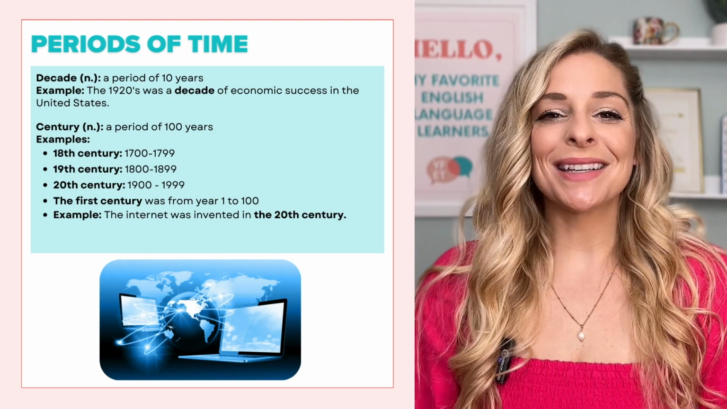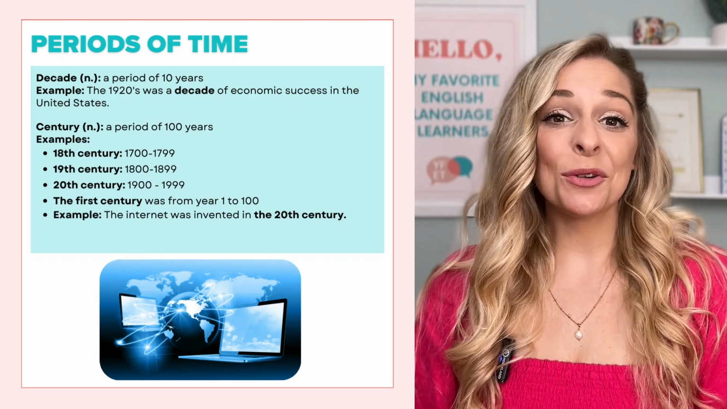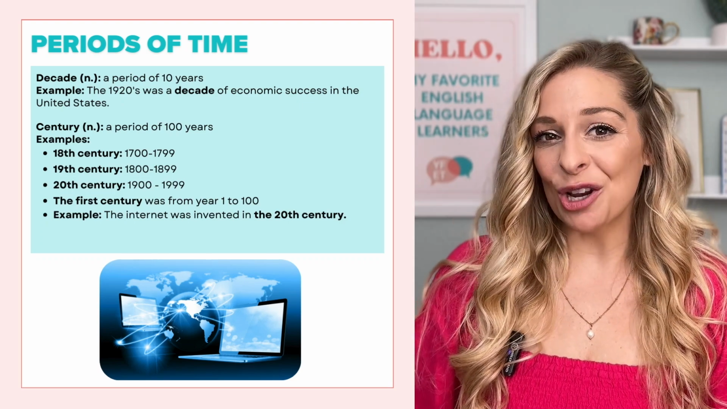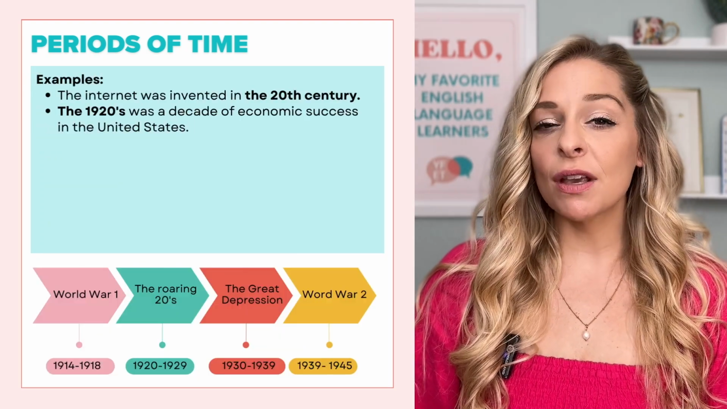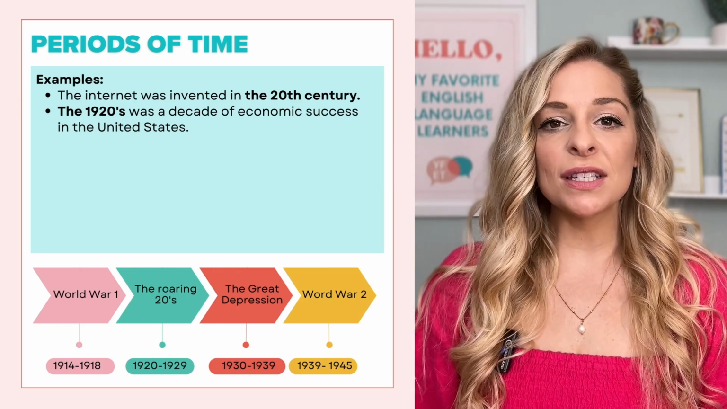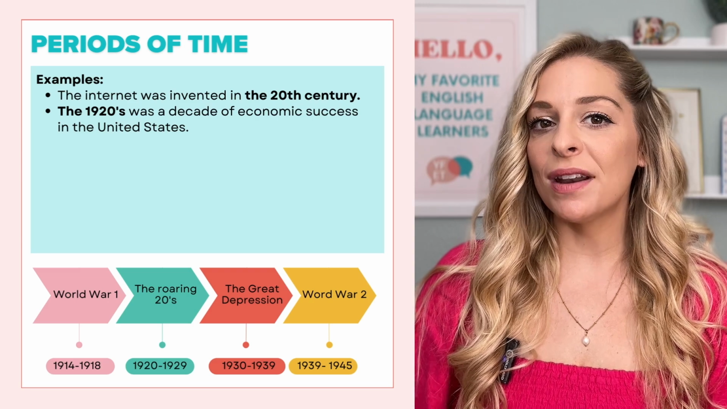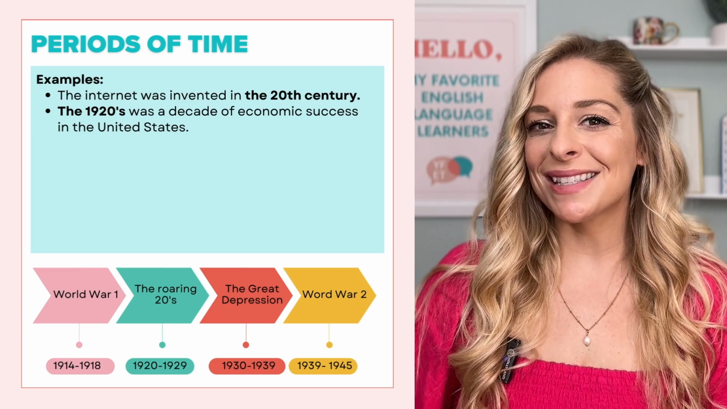So in a sentence we can say, the internet was invented in the 20th century. It was invented in the 1900s. Now, notice my use of the word the in my previous examples. The internet was invented in the 20th century. The 20th century.